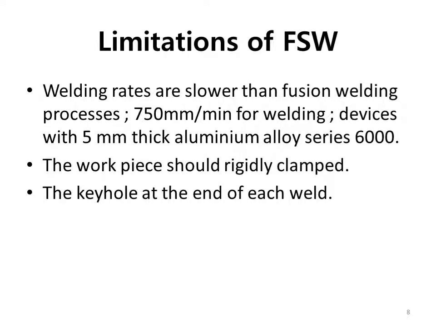So, the limitations of friction stir welding. Welding rates are slower than fusion welding processes, which is up to 750 millimeters per minute for welding devices with a 5 millimeter thick aluminum alloy series 6000. The second one is that the workpiece should be rigidly clamped. The third one is the keyhole at the end of each weld.